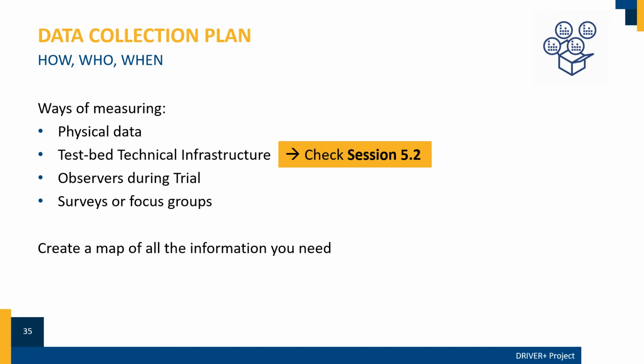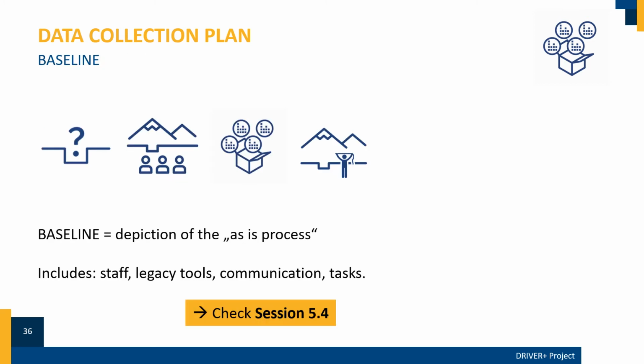To get to your final destination, you have to map carefully all the information you need, bearing in mind the trial objectives. This map can then be used to evaluate the solution. And this leads us to the next step, selecting your evaluation approaches. But first, another tool that will help you out a lot in data collection is the so-called baseline. You already heard about it shortly in the Step 0 session 2.1.